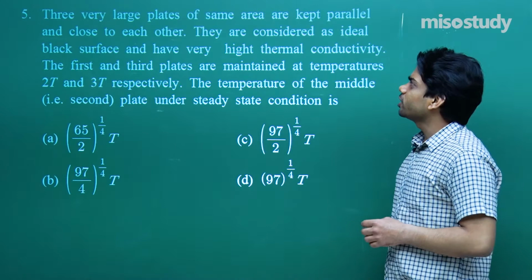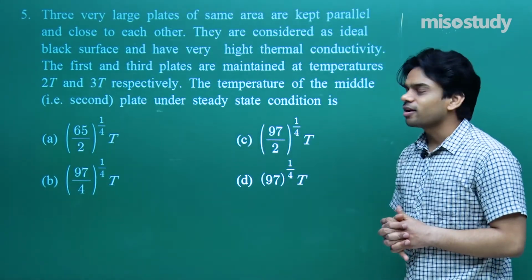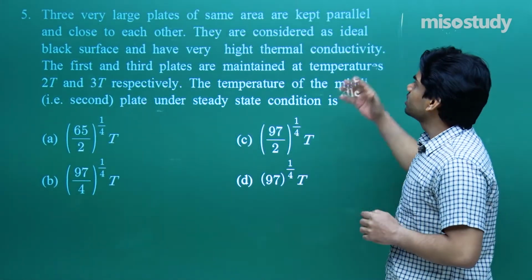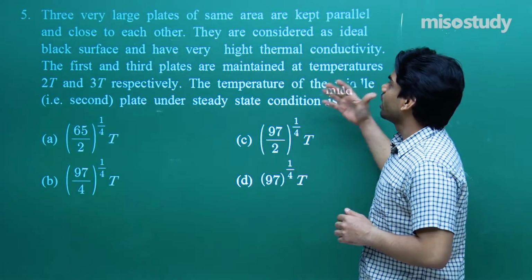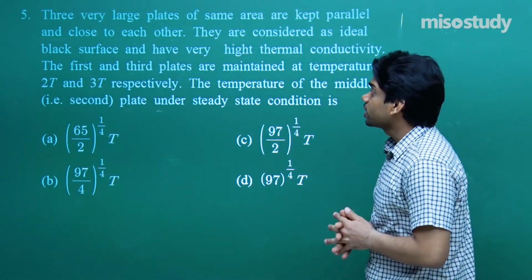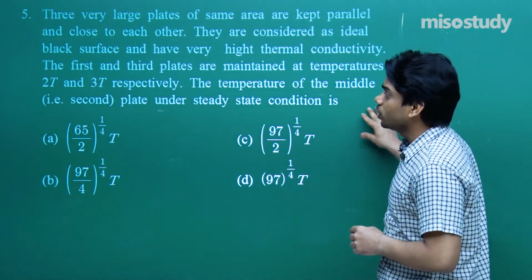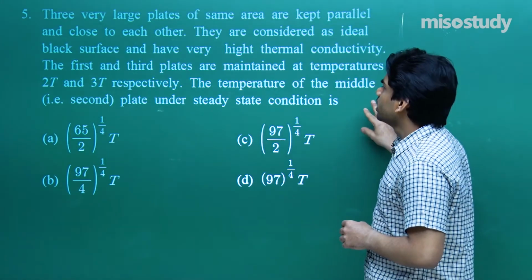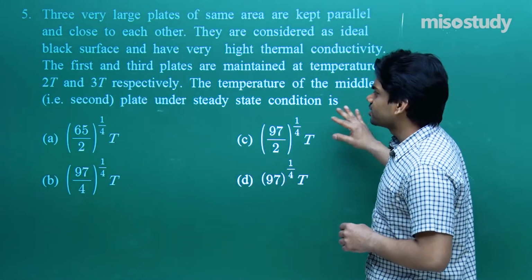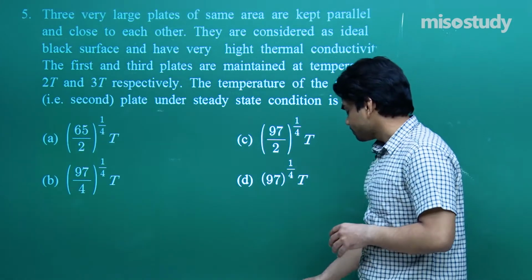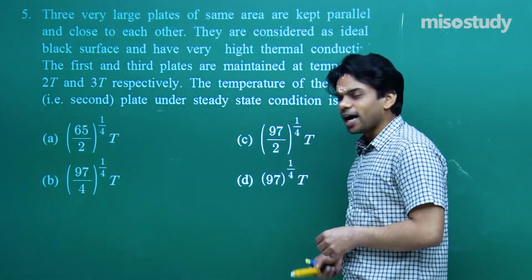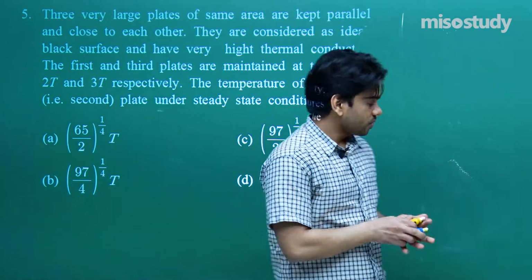Three very large plates of the same area are kept parallel and close to each other. They are considered as ideal black surfaces and have very high thermal conductivity. The first and third plates are maintained at temperatures 2T and 3T respectively. The temperature of the middle, that is the second plate, under steady state condition is... I believe that you all have understood the scenario of the question.